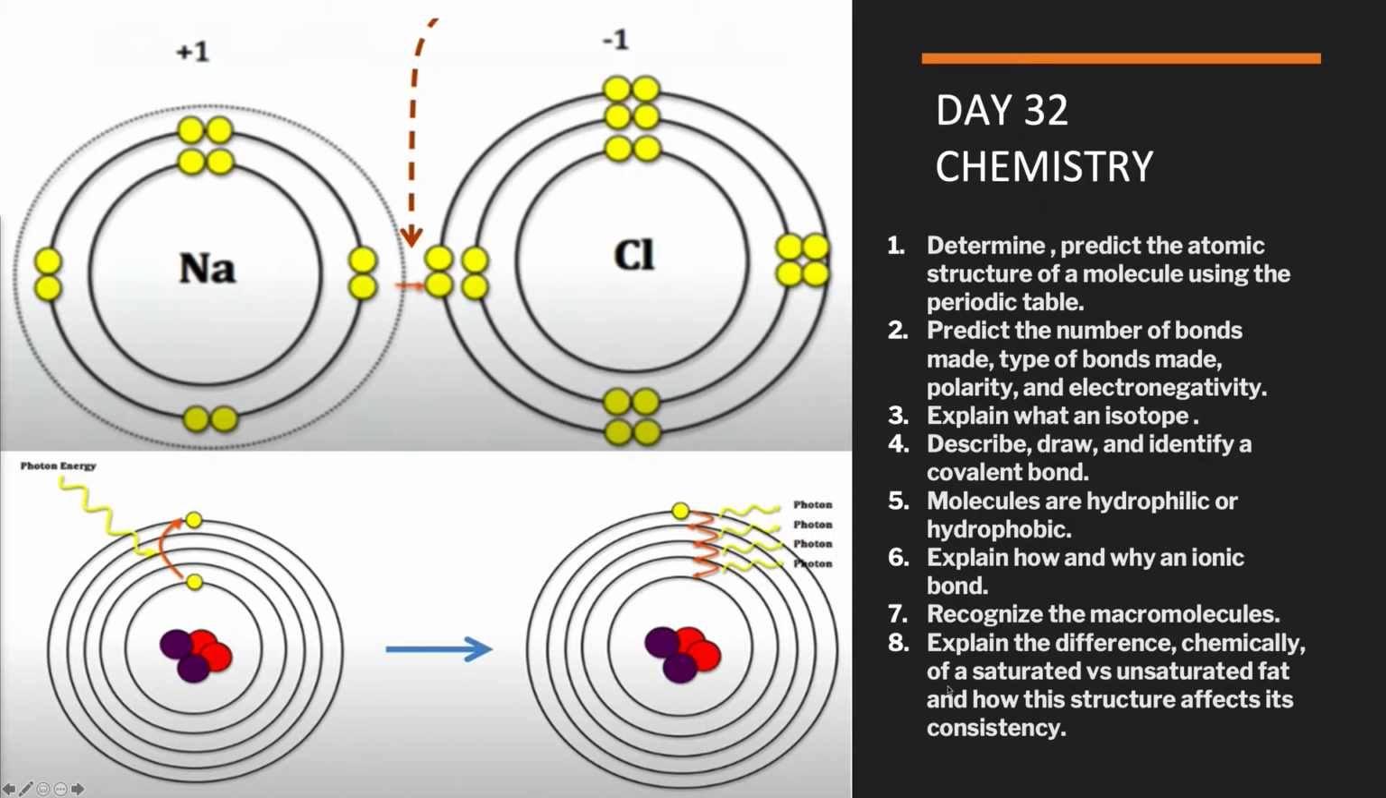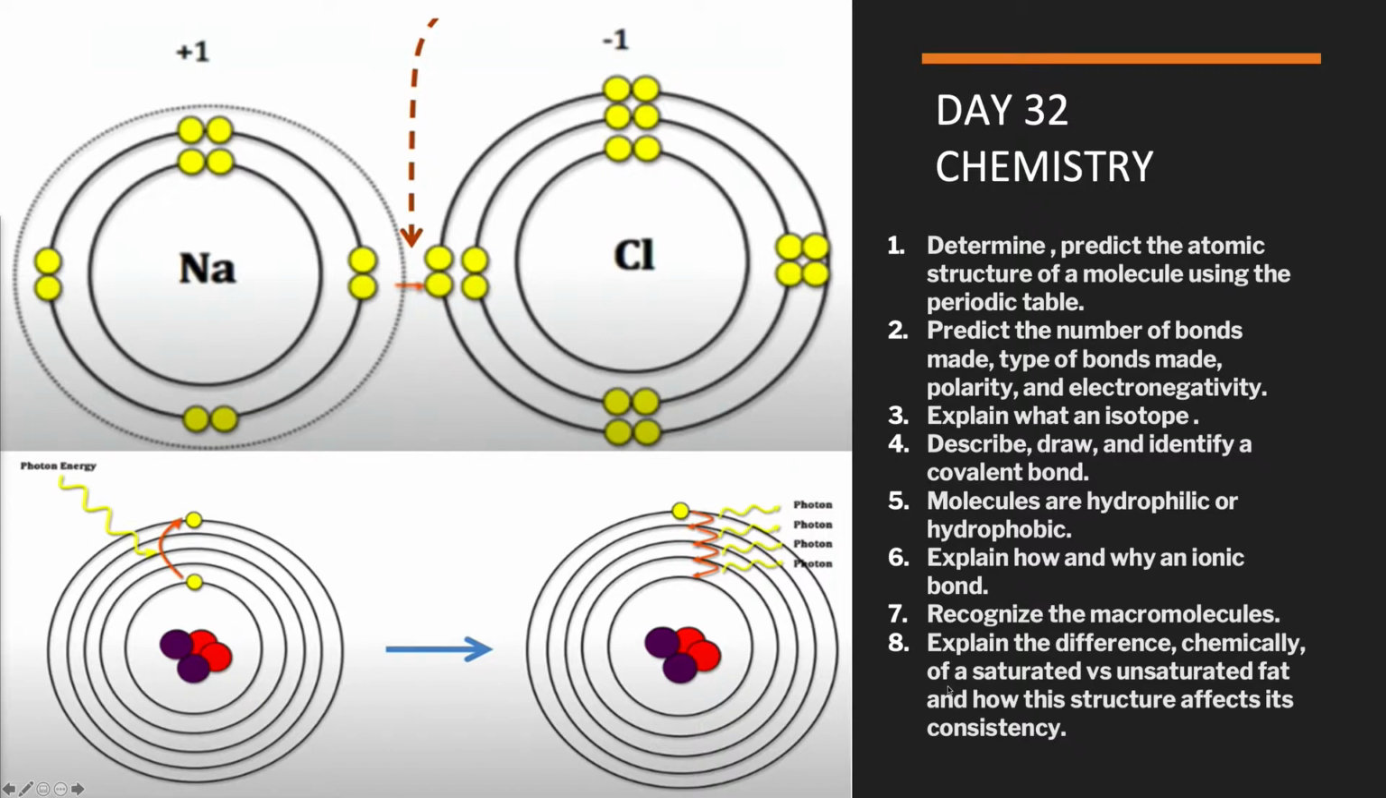So here's the learning outcomes. We need to be able to determine and predict atomic structure using the periodic table, predict the number and type of bonds it'll make, whether it'll be polar or nonpolar, and how that has to do with electronegativity, which we'll talk about, explain what an isotope is, describe, draw, and identify a covalent bond. Decide whether molecules are hydrophilic or hydrophobic, explain why and how an ionic bond will form, recognize all the macromolecules, and explain the difference chemically of saturated and unsaturated fats.